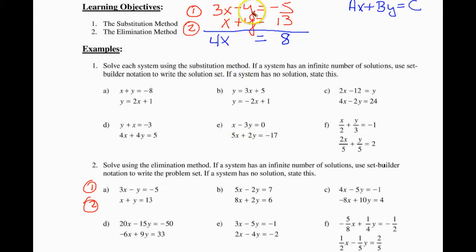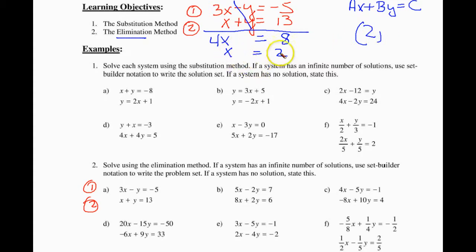So what we did by putting them in standard form, which they were already, by the way, and just adding them up, this cancels out. We have eliminated the y's. That's this method, the elimination method. We're looking through addition to eliminate one of our variables. And we're going to get here x equals 2. So again, we have one of our ordered pairs.